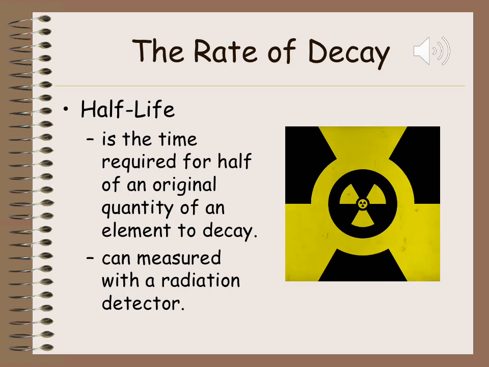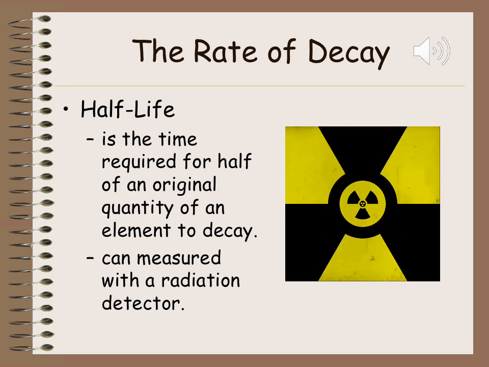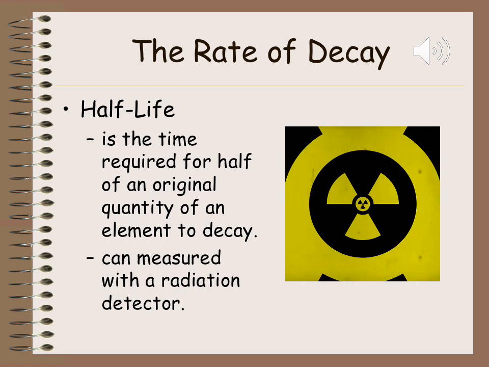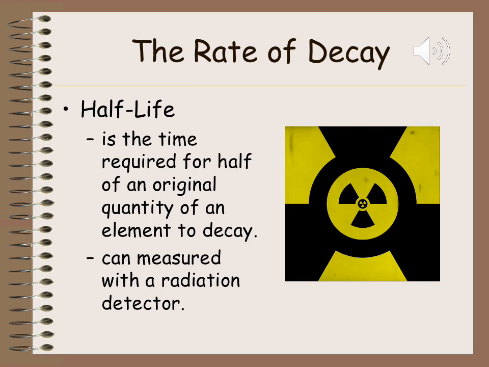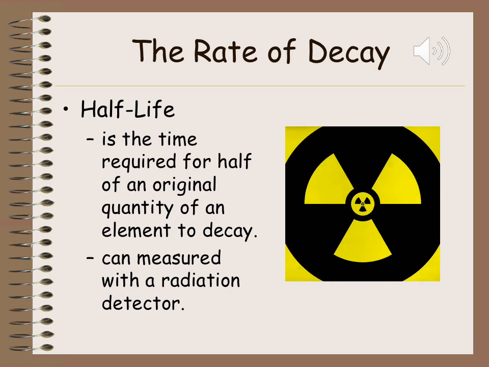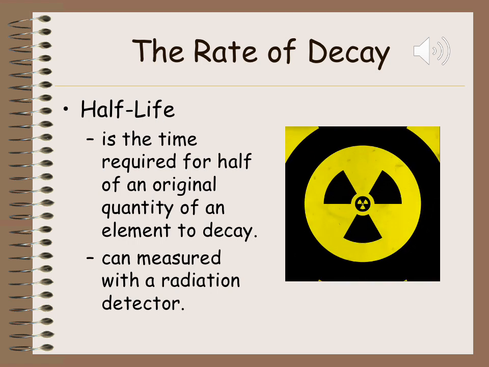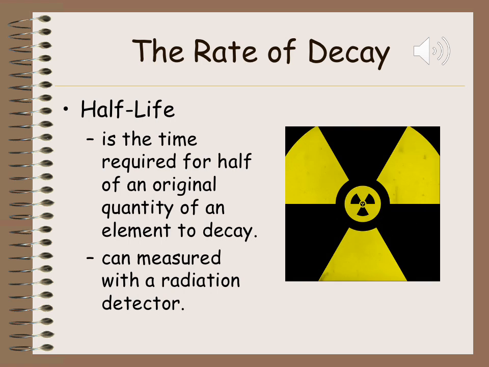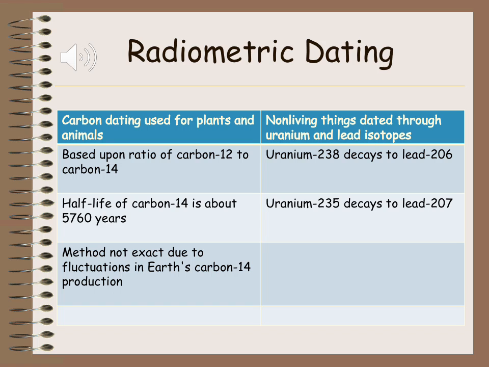Half-life is the time required for the original quantity to divide in half. It can be calculated at any moment by measuring the rate of decay of a known quantity using a radiation detector. It's important to note that half-life is constant and independent of any physical or chemical change the atom may undergo. On this slide, I want you to review the two major methods for radiometric dating.